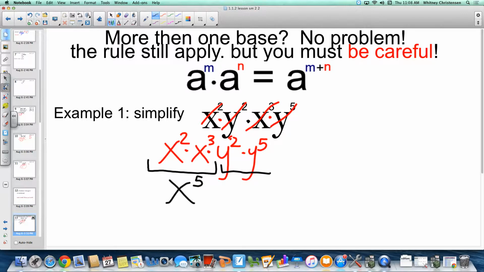And then right here, we also have the same base. So we have y squared times y to the fifth. We're going to add y to the what? 7. That would be our final answer. So it's not any more difficult. Don't let it be. You know what you're doing.